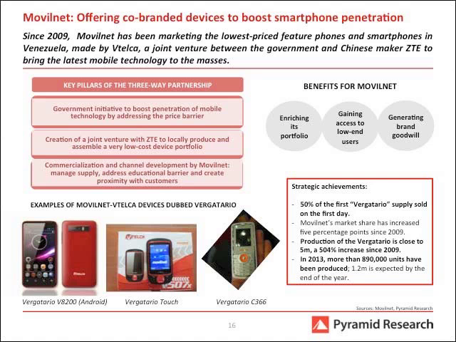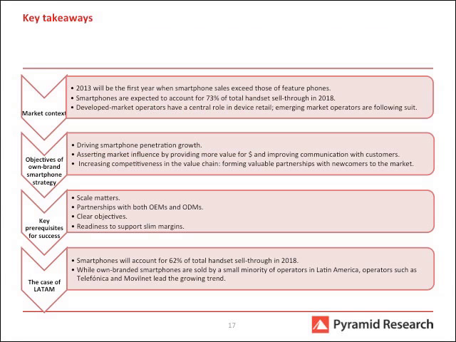This is the point in the presentation where we are arriving to key takeaways. And I will use the opportunity just to sum up some of the key messages of this webinar. First of all, there is a favorable business and market context for operators to invest into own brand smartphone strategy. As we said, 2013 will be the first year when smartphone sales will exceed those of feature phones. Smartphone sales are going to once more explode and account for 73% of total handset sell-through in 2018.